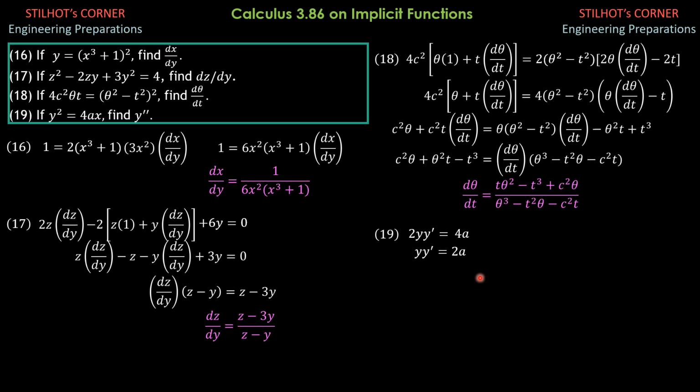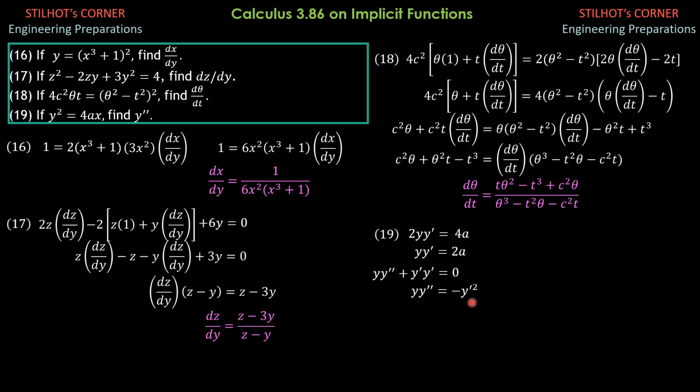Then for the second derivative, y times y double prime. So first times derivative of second, y times y double prime, plus second times derivative of first, y prime times y prime, equals 0. So y double prime plus y prime times y prime, because the derivative of y is y prime, equals 0. So that means y double prime is negative y prime squared.